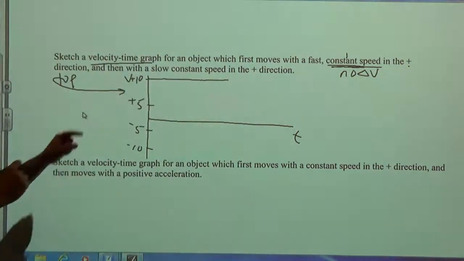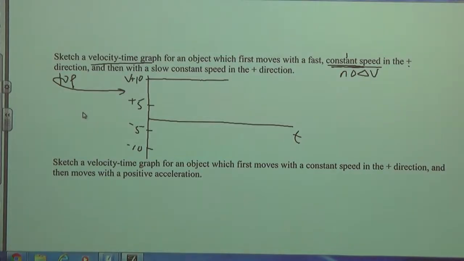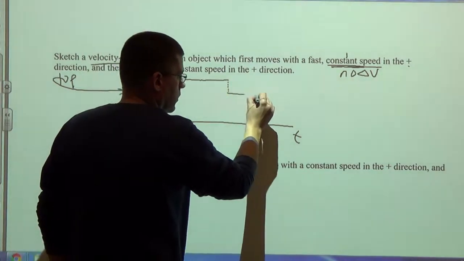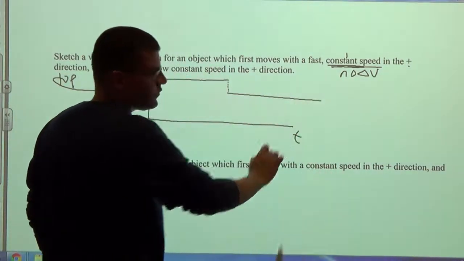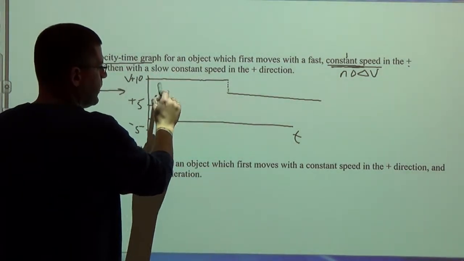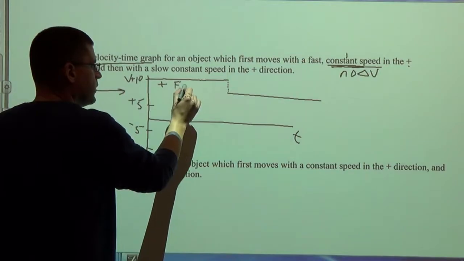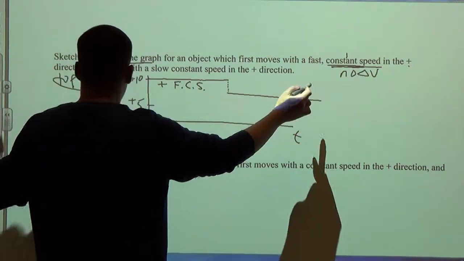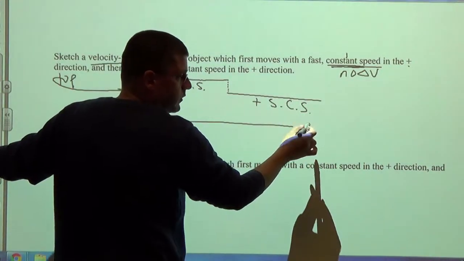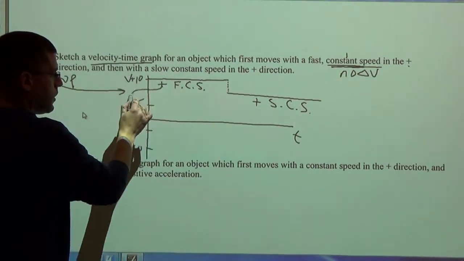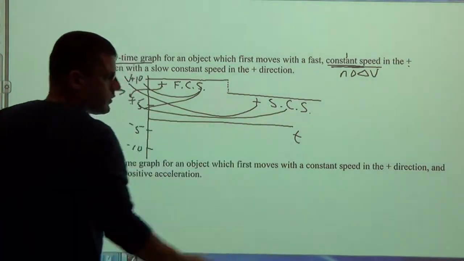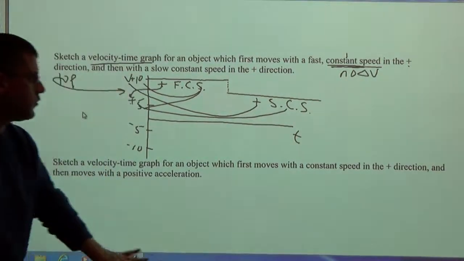Fast constant speed. That should be straight horizontal across. And then with a slow constant speed in the positive direction. Almost instantaneously right across like that. So here's your positive, fast, constant speed right here. Positive, fast, constant speed. And then here's your positive, slower, constant speed. Again, here's your sign. Here's your magnitude up here. Okay? Hopefully that helps.